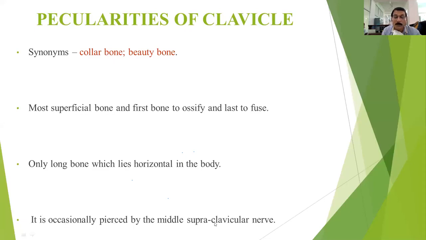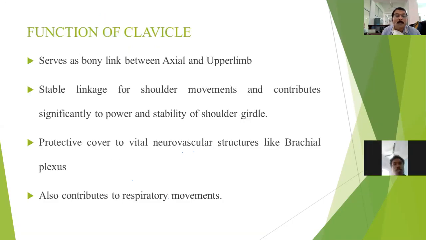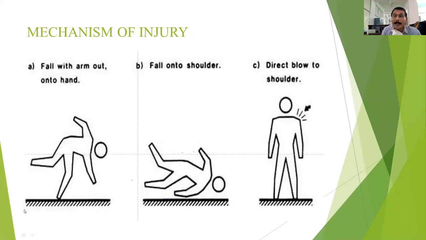And occasionally it is pierced by a nerve also, which is a rare phenomenon to be seen in other bones. The function of the clavicle is that it serves as the bony link between the axial skeleton and the upper limb. It means the only bone in the upper limb which is communicating with the axial skeleton is your clavicle. So a stable linkage is important to have the important muscles working on it. And as I said, it is a protective cover for the neurovascular structures, particularly the brachial plexus, and it contributes to respiratory function also. So how can it get injured?